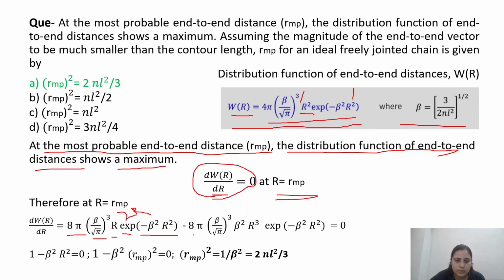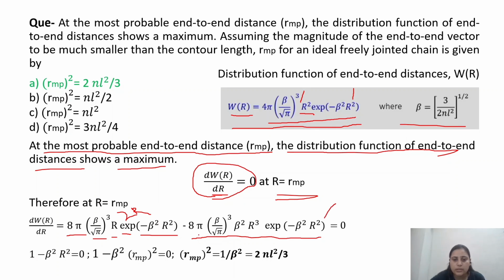The second part is, now we will take the derivative of the exponent, minus beta square r square. Beta square we will take as a constant, and for r square it will be 2r, so we get 2r.